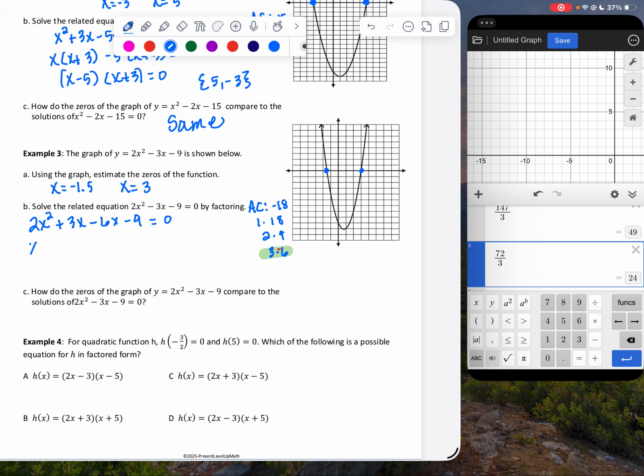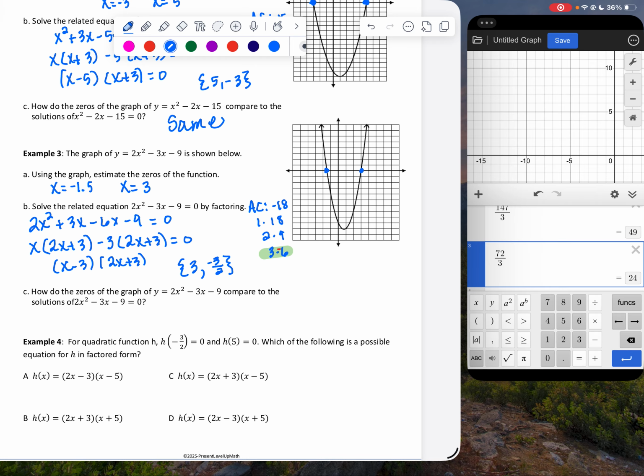Factor out the greatest common factor. So 2x squared plus 3x divided by x would be 2x plus 3. The greatest common factor of negative 6x and negative 9 would be negative 3. And that would leave me 2x plus 3. Put the outsiders together and the twinsies together. So my solution set, take the opposite of the parenthesis, that'd be positive 3. On the 2x plus 3 equals 0, if you subtract 3, you get negative 3. Divide by 2, you get negative 3 over 2.